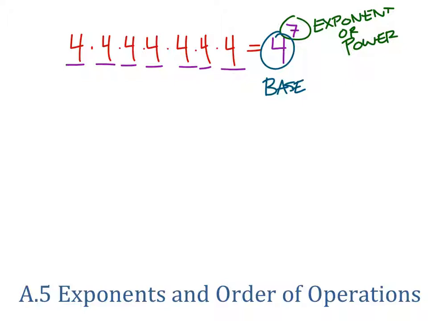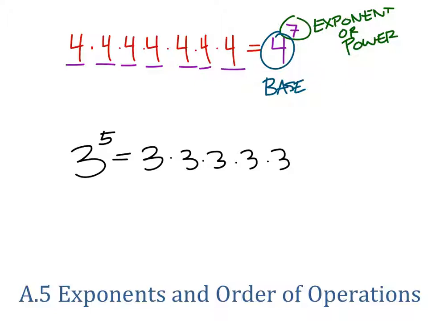So we have a base value. That's the value that's being multiplied by itself over and over and over. The exponent or power tells us how many times it's being multiplied by itself, okay? So that's what exponents mean. We need to be able to do this backwards, though, specifically for this exercise. For example, if you had 3 to the power of 5, it would be like taking 3 times 3 times 3 times 3 times 3.